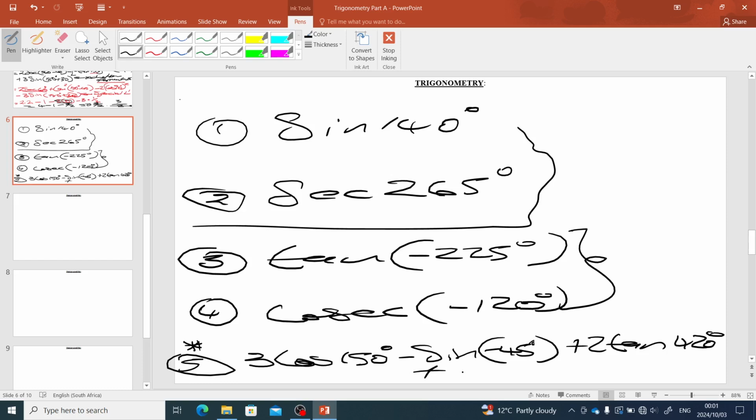plus sec squared of negative 120 degrees. Now, this one, they want you to simplify without the use of a calculator.